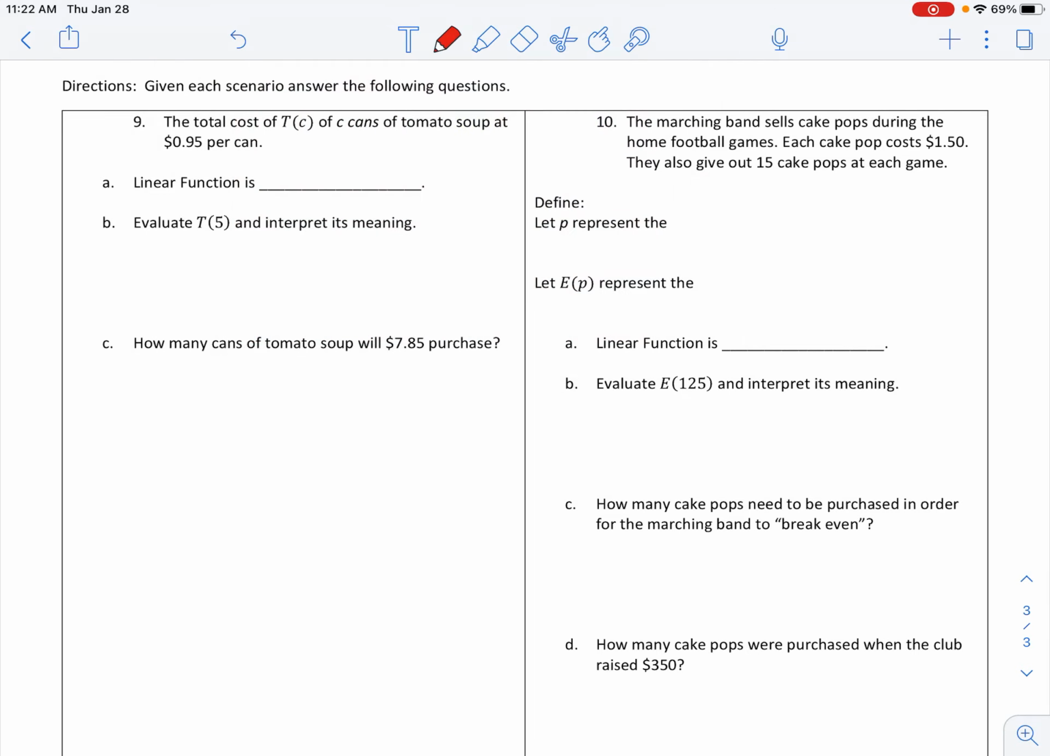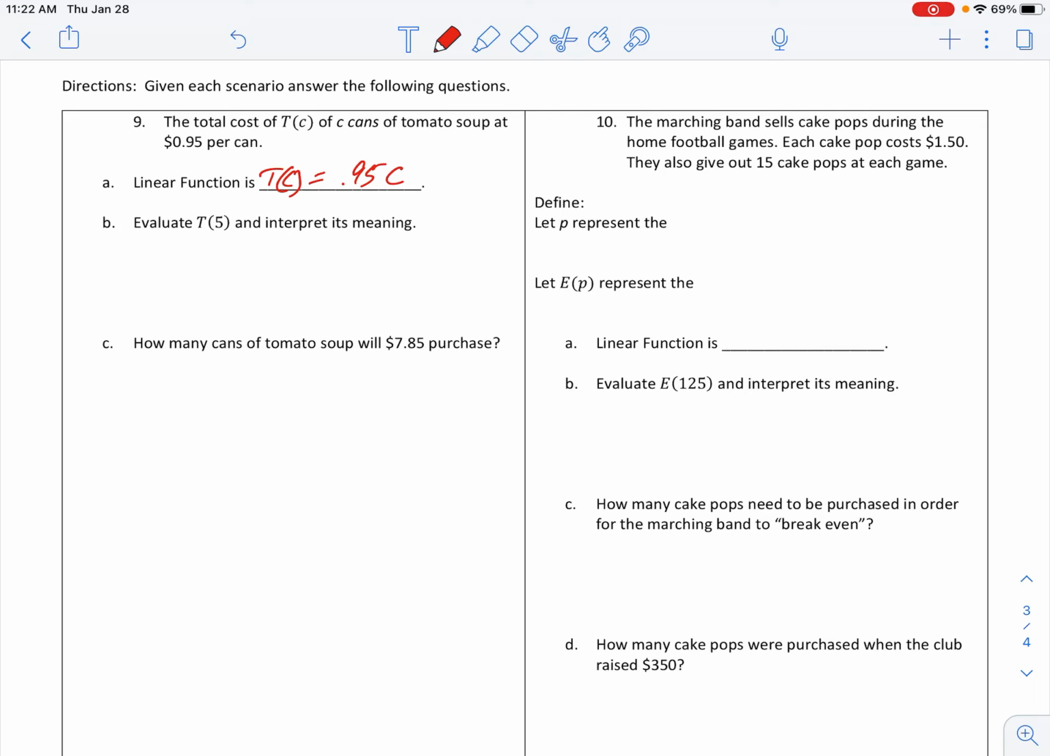And lastly, questions 9 and 10 are more of our scenarios. The total cost of cans of tomato soup is 95 cents per can. We want to write a linear function. So they defined everything for us. To get that total cost of cans, it's 95 cents a can, so your cost of tomato soup is going to be 95 cents times each can.